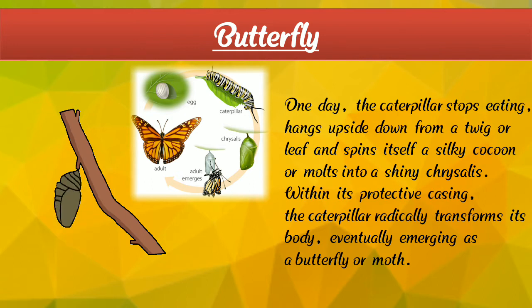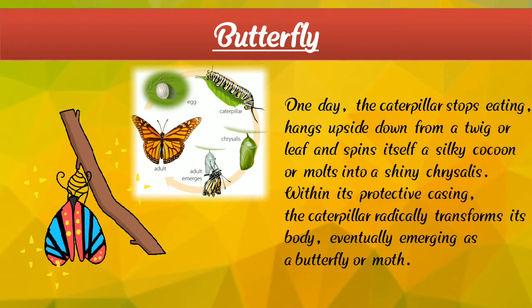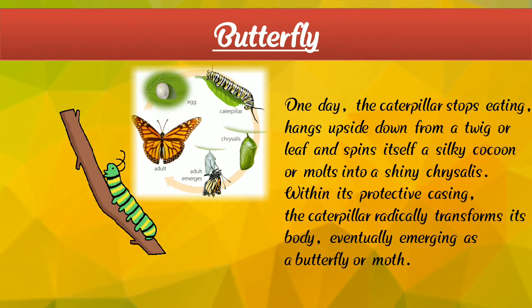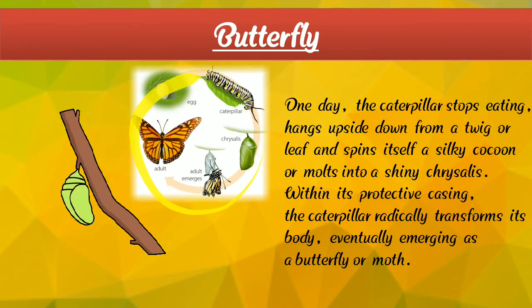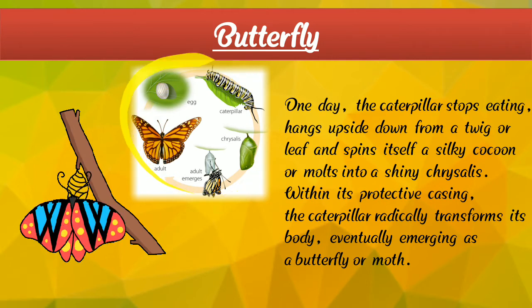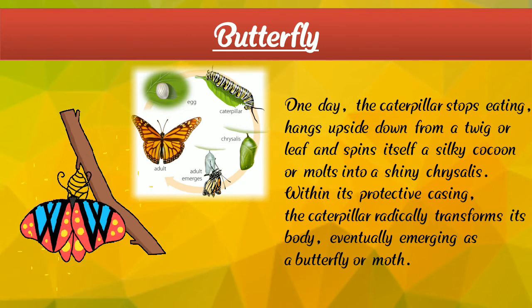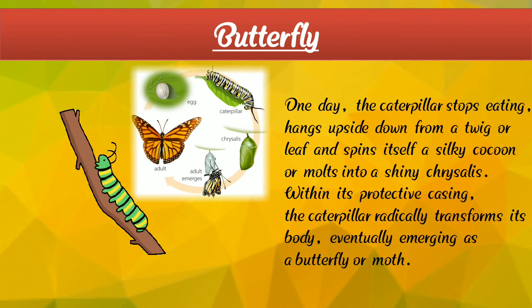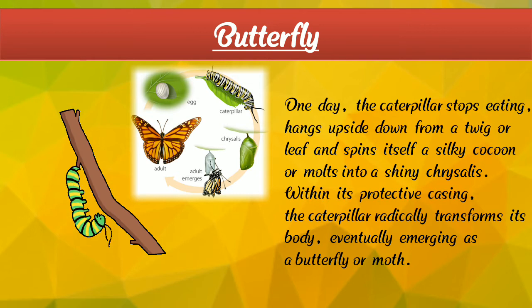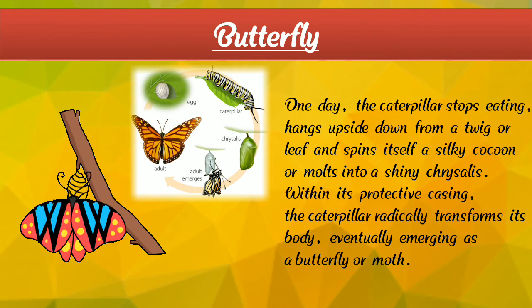So the caterpillar becomes a butterfly. Here we can also find the life cycle of the butterfly. It becomes a caterpillar, and then it becomes a butterfly. So children, one day a caterpillar turns into a butterfly.